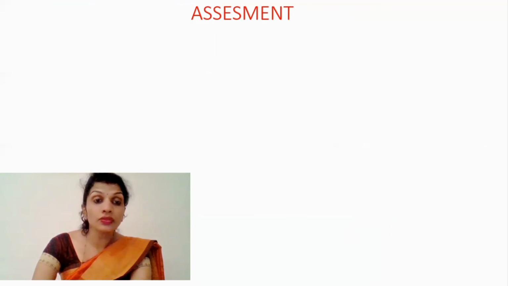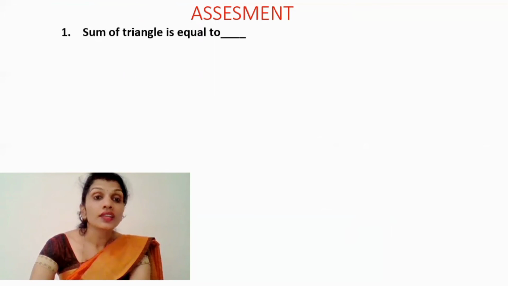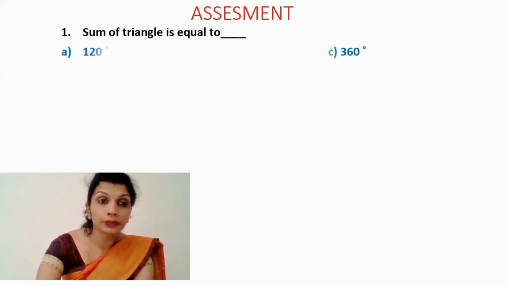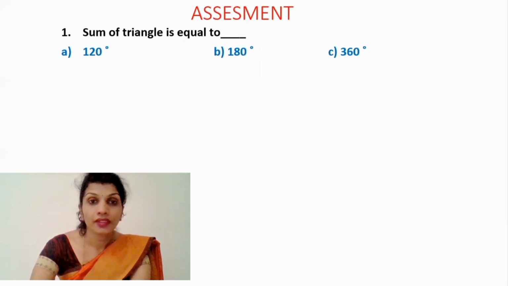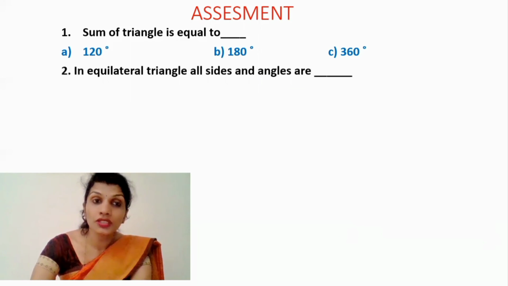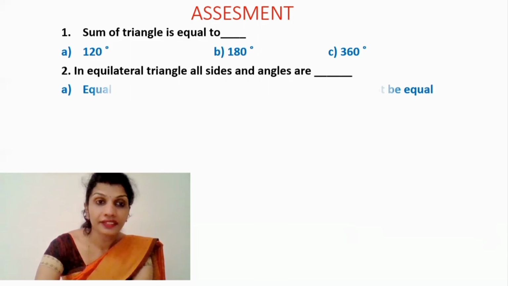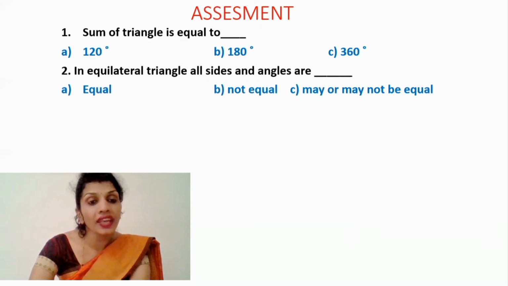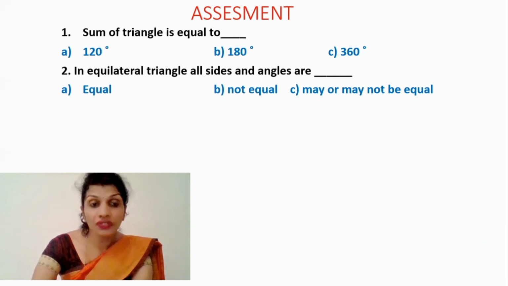Now I'm going to ask you some questions. If you know the answer, just write it in the comment box. Your first question is, the sum of the angles of a triangle is equal to 120 degrees, 180 degrees, or 360 degrees. If you've given option B, 180 degrees, it means that you are correct. Your second question is, in an equilateral triangle, all sides and angles are equal, not equal, or may or may not be equal. If you've given option A, it means that you are correct.